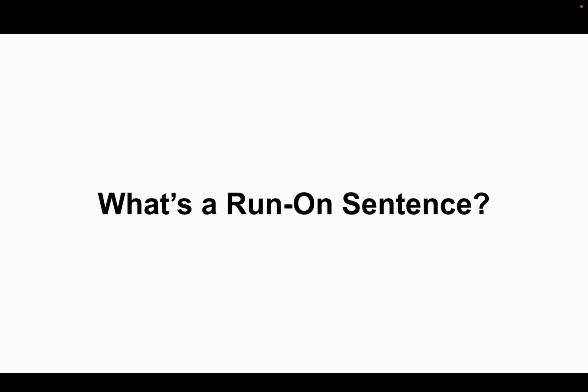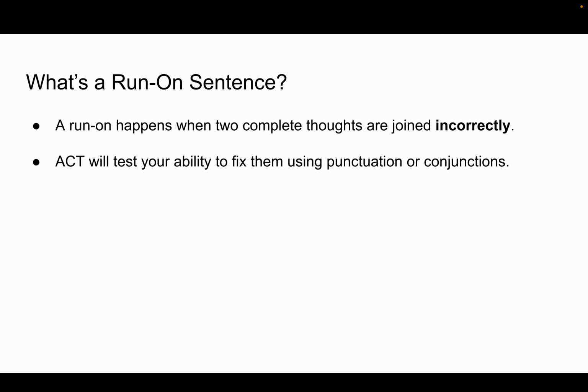So the first question to ask ourselves is, what is a run-on sentence? A run-on happens when two independent clauses, an independent clause being a complete thought that could stand alone, are joined incorrectly. And so in this case, the ACT expects you to either separate them properly or connect them with the correct punctuation or conjunction.